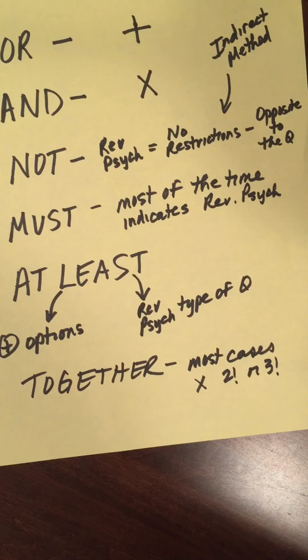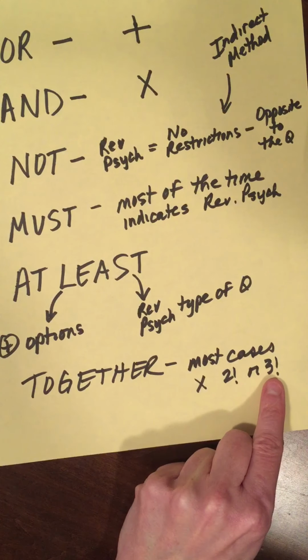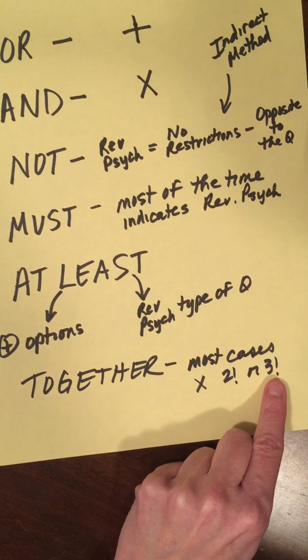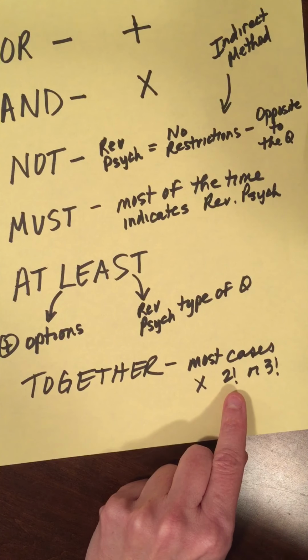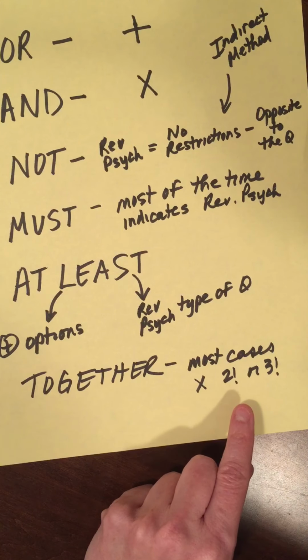The salad bar example was a good example of the concept of together, where we multiplied by 3 factorial. The annoying boyfriend and girlfriend concept, that's where you multiply by 2 factorial when you're putting 2 things together.